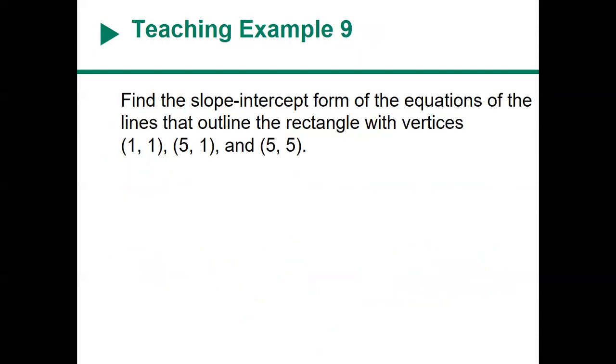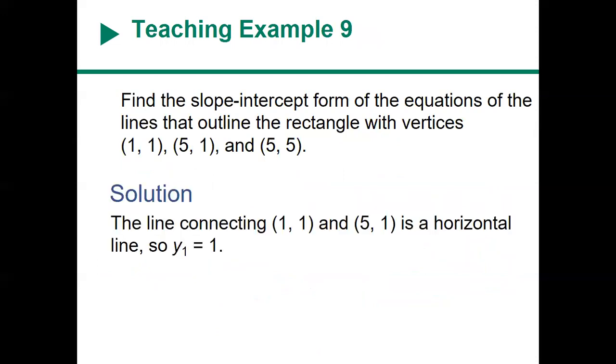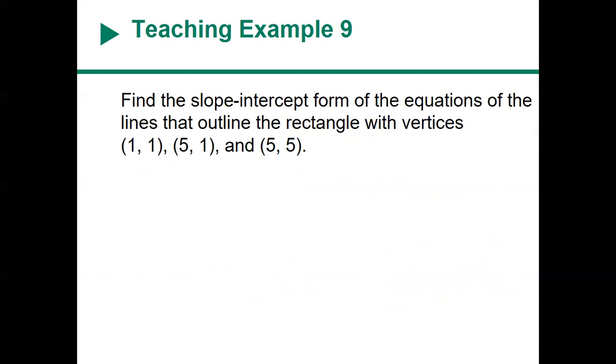Okay, now it says find the slope form of the equation of the lines that outline the rectangle with the vertices 1, 1, 5, 1, and 5, 5. Thought I had put a graph, but I did not. So we're just going to sketch it out. So if I have 1, 1, it's probably down here, right? And then I have 5, 1, which means I'm going to go over 5 units. So this is at 1, 1. This is at 5, 1. Then I'm at 5, 5.